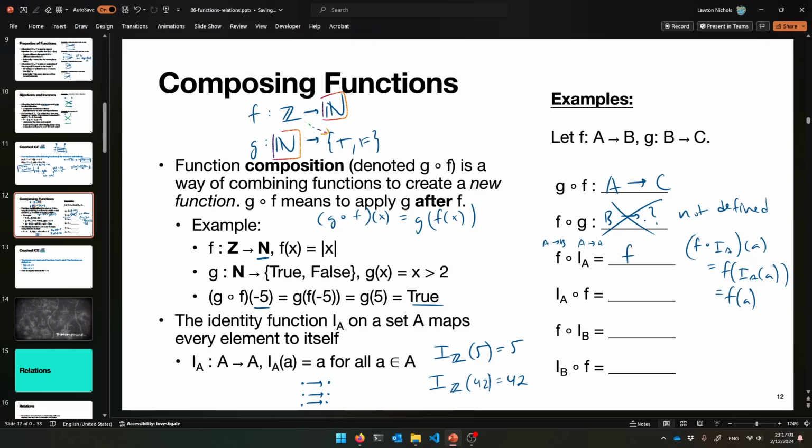So that's actually an equality there. That's pretty cool. And then what about this one? Can you do this? F again goes from a to b. If you do that first, and then you apply this identity on a's to it, does this work out?